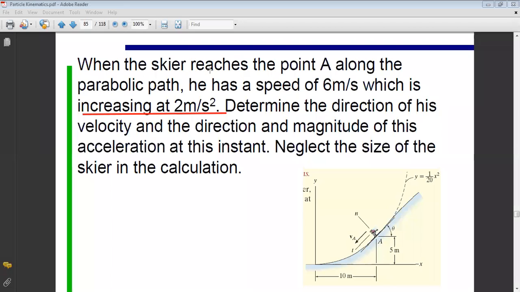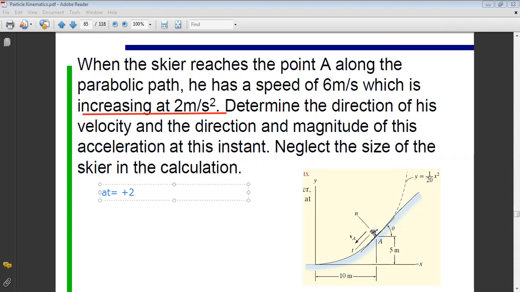Which component of acceleration represents the change in speed? AT, tangential. So this represents AT. And here, because they said increasing, this means that AT is positive. Okay?